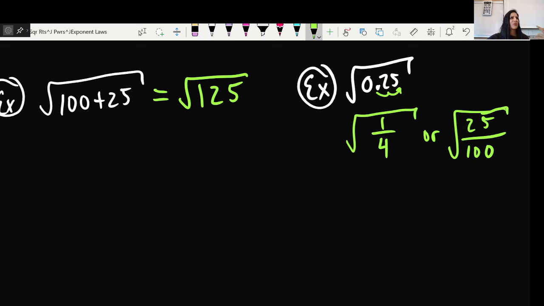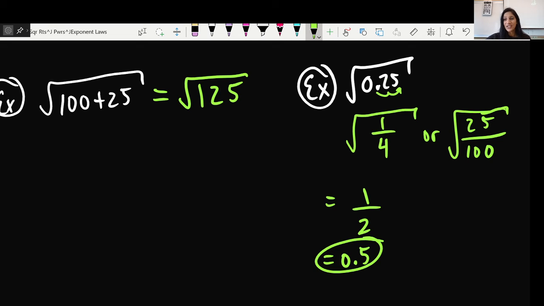So according to what we just learned not that long ago, how can I split this up? If I'm doing the square root of 1/4, it's like saying the square root of 1, which is 1, over the square root of 4, which is 2. So it's a half, which is the same thing as 0.5. So there's our answer. So those of you who were fighting for that, you were right.